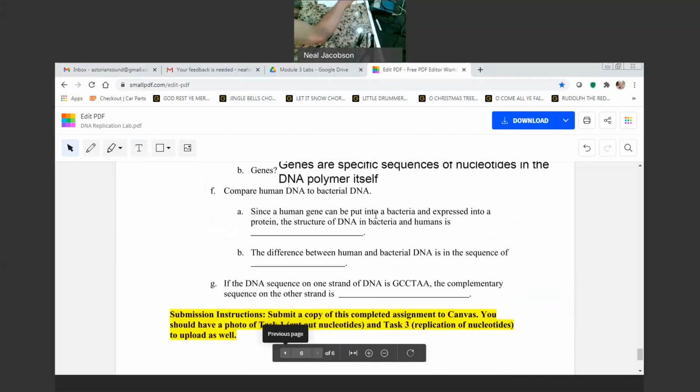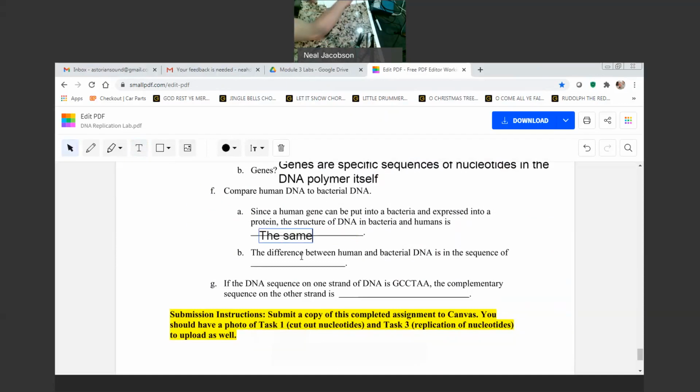Compare human DNA to bacterial DNA. Since a human gene can be put in a bacteria and expressed into a protein, the structure of DNA in bacteria, well, this is kind of a given. They are the same. The difference between human and bacterial DNA is in the sequence of nucleotides. It could also be the arrangement of the chromosomes, because bacteria have circular chromosomes and eukaryotes have linear. But that's not what it's talking about. It's talking about the sequence of nucleotides. That's what makes us different than bacteria.